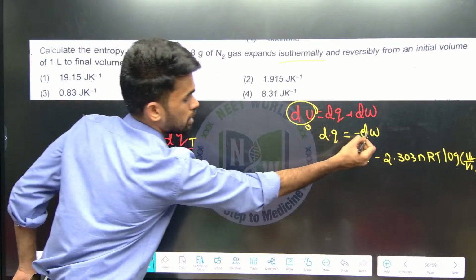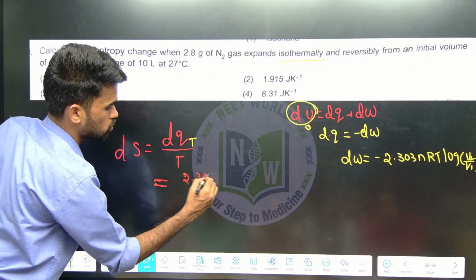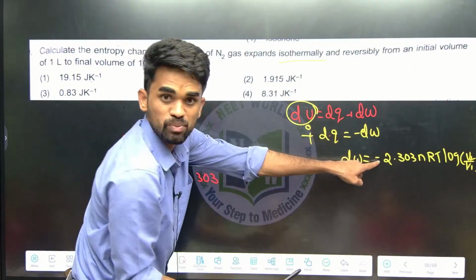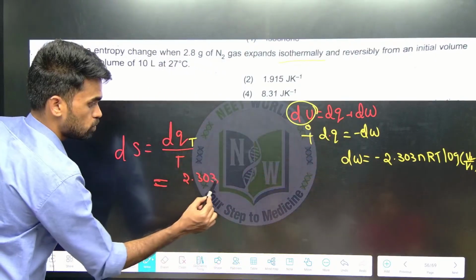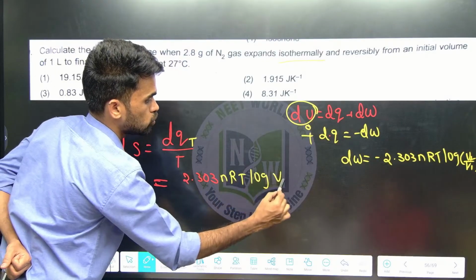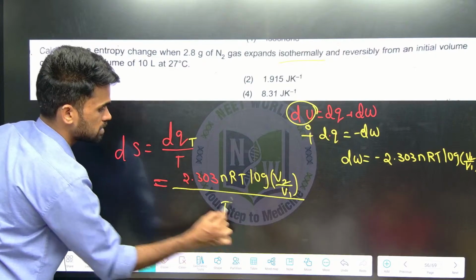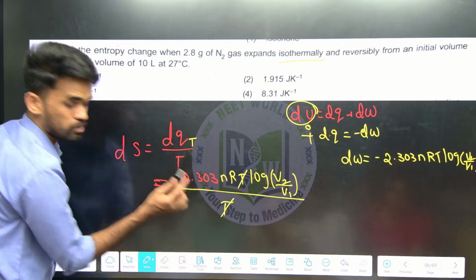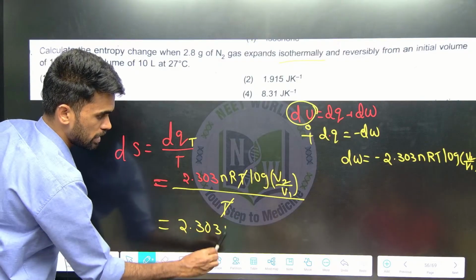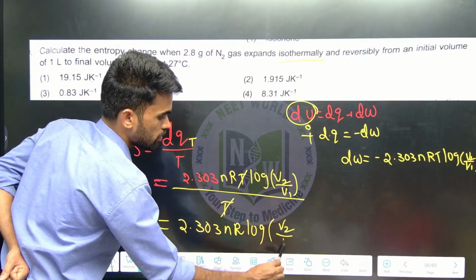See, dQ and dW are equal in magnitude. So I am using this here as 2.303 nRT log V2 by V1. See, minus I am not taking. Why? See, minus of minus becomes plus. Or P1 by P2 also you can take, divided by T. See this temperature, this T, can I remove? So what is the final output? 2.303 nR log V2 by V1.